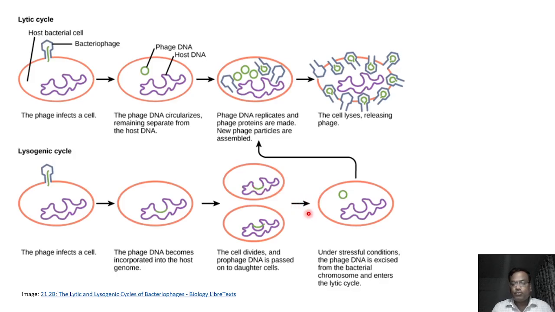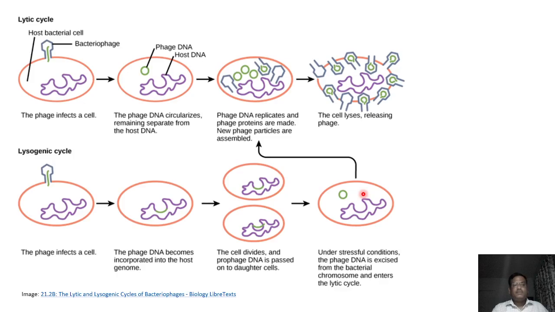When the conditions are suitable, this DNA can separate from the bacterial genome, the bacterial chromosome, and it can show the lytic cycle. So thousands of bacteria are formed, and in each bacteria the phage DNA can come out into the cytoplasm. It can start producing the phage particles and it can enter into the lytic cycle.